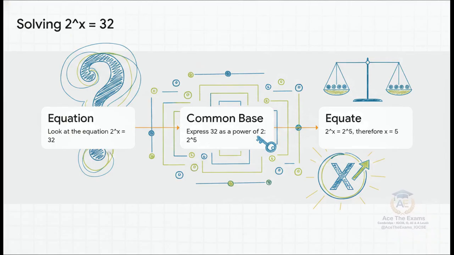But if we put on our strategist hat and recognize that 32 is actually just a power of 2 in disguise, specifically 2 to the power of 5, we unlock the whole problem. We rewrite the equation as 2 to the power of x equals 2 to the power of 5. Since both bases match perfectly, the math rules say we can just drop them entirely. Therefore, x must equal 5. Boom! 2 marks in the bag in less than 20 seconds.